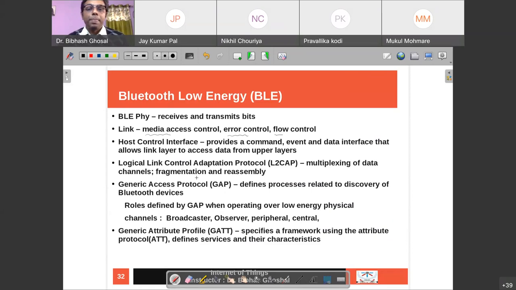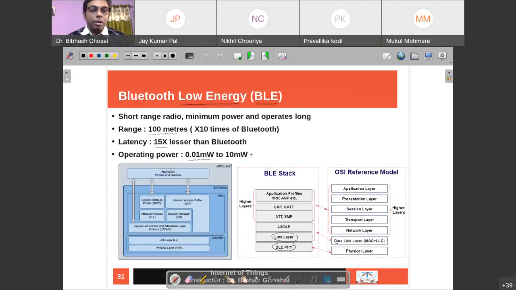Okay. Then we have the host controller interface. I've already discussed that this is the one that allows the link layer to access the data from the upper layers. Okay, because the data will move from the application through these middleware layers into the link layer. So the interface that allows this to happen is the host controller interface.